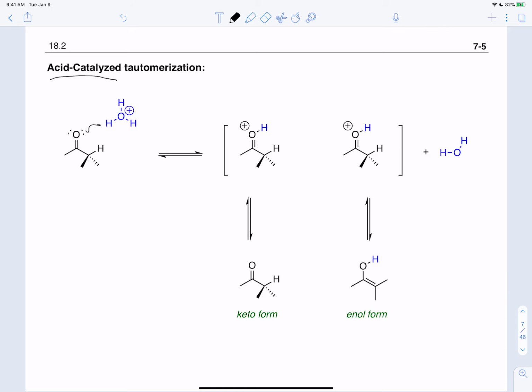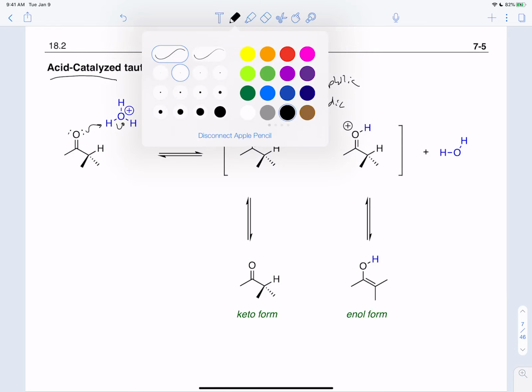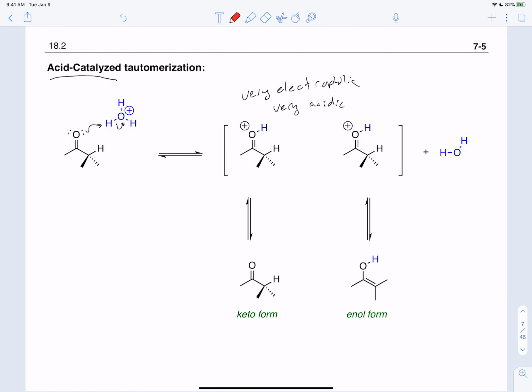First, we'll go through protonation of the carbonyl. After we protonate this carbonyl, we end up with this oxocarbenium intermediate. We know this is very electrophilic, which means that this is also very acidic. So both of the hydrogens on this oxygen become more acidic, and also the hydrogen on this carbon becomes more acidic, because both of them will lead to neutral compounds.